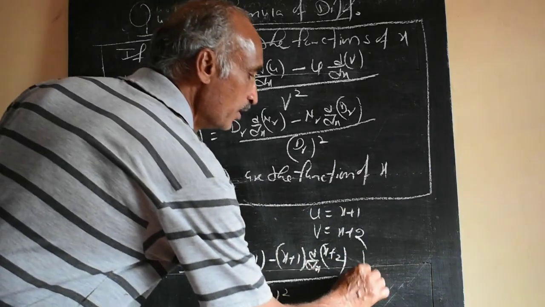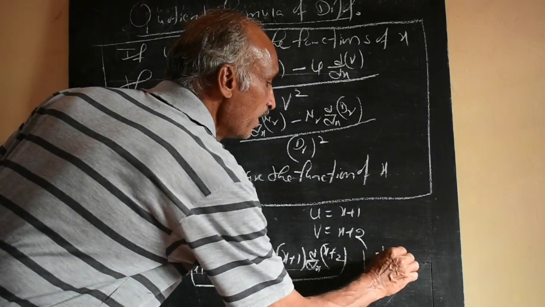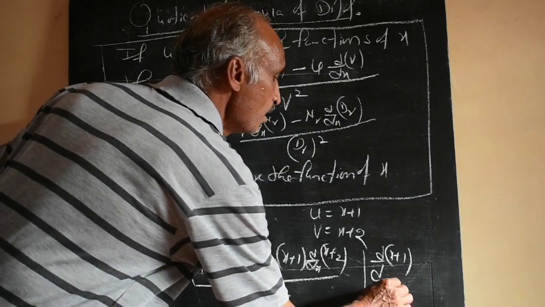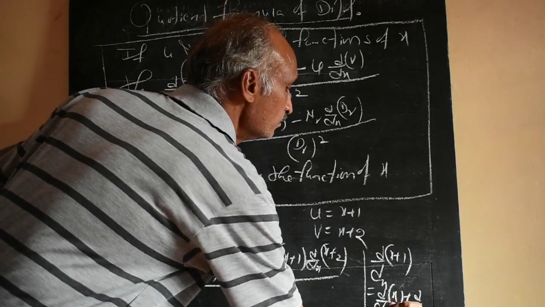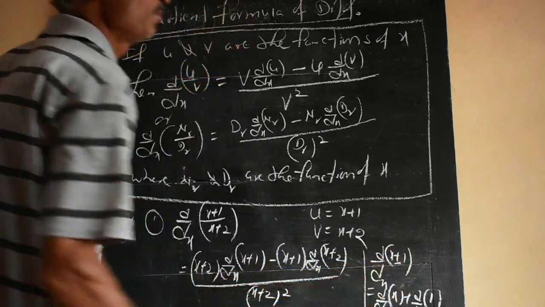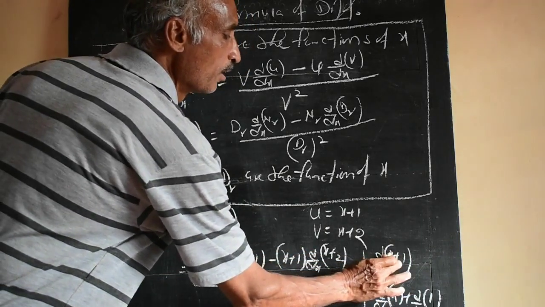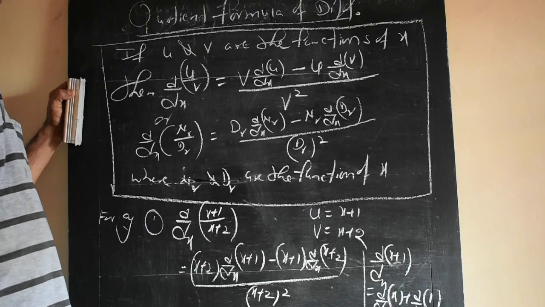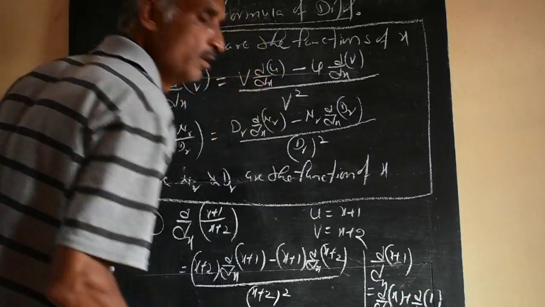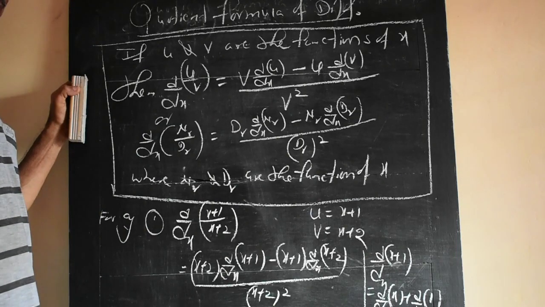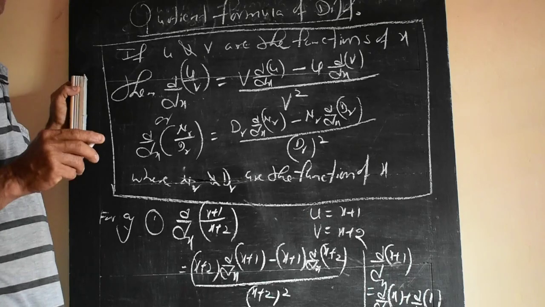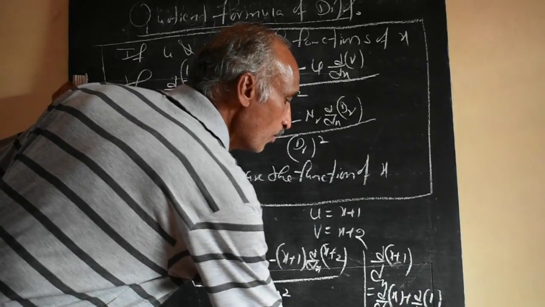This is simple differentiation. d by dx of x plus 1 equals d by dx of x plus d by dx of 1, because whenever the expression is in plus or minus form, you have to differentiate each and every term. What is the differentiation of x with respect to x? It is 1. d by dx of x is d by dx of x to the power 1, which equals 1 into x raised to 1 minus 1, that is 1 into x raised to 0, which is 1 into 1, which is 1. So 1 plus 0 equals 1.